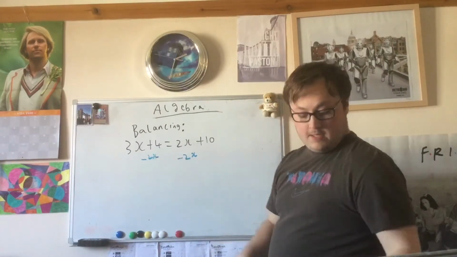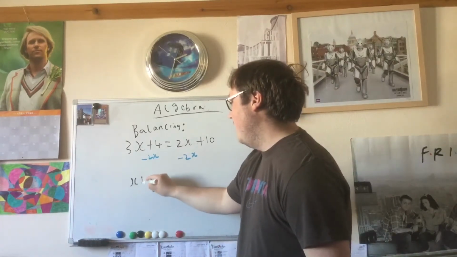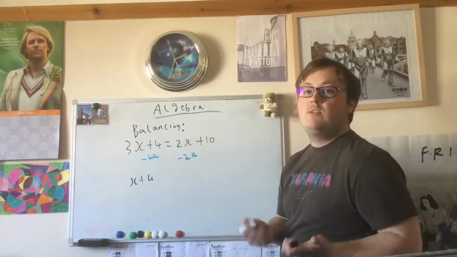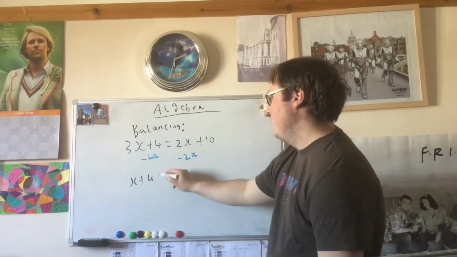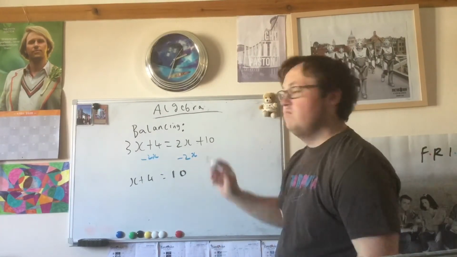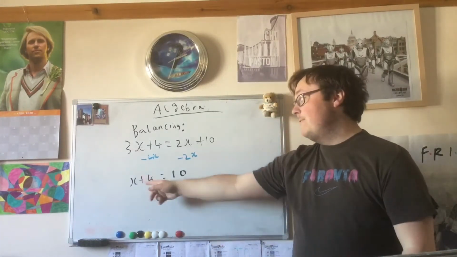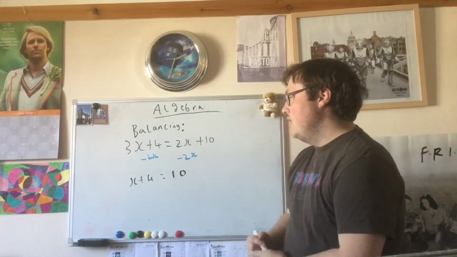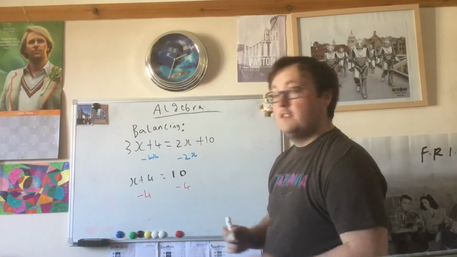So 3x plus 4 minus 2x will give us x plus 4. x is the same as 1x. It just means we don't have to write the 1, but that basically means 1x. 2x plus 10 minus 2x will just give us 10, because we've got rid of that 2x. Now, we need to get rid of that 4. So let's now move the 4 to the other side by balancing. So we're going to be minusing 4 on both sides.